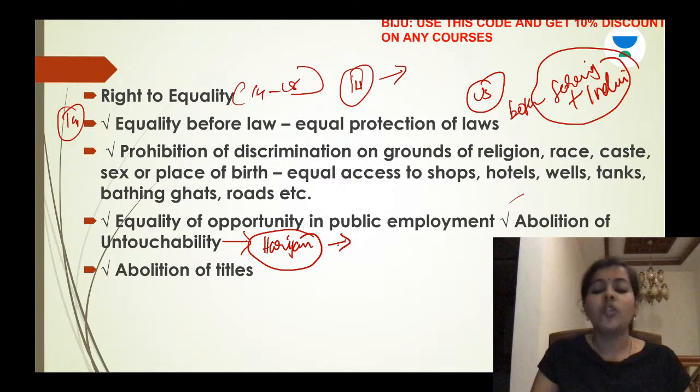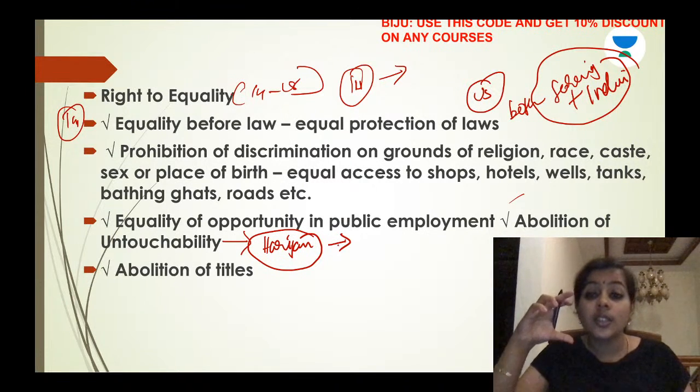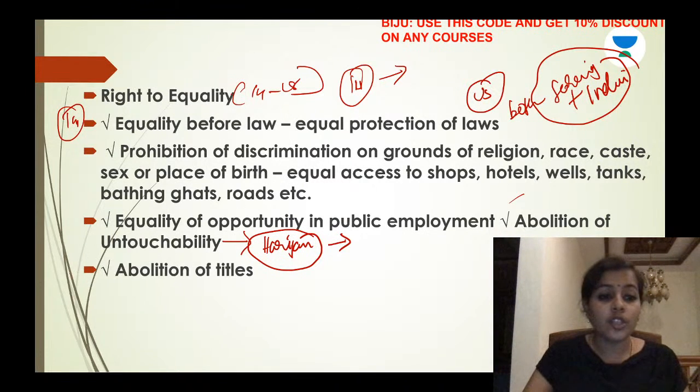Mahatma Gandhi worked for the upliftment of Harijans. What was the problem? They were not allowed to eat with others. They were not allowed to drink with others. So these are the things that happened, which the right to equality addresses, meaning abolition of untouchability. Then what is abolition of titles?